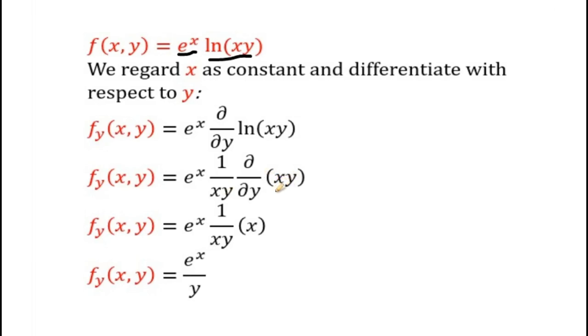Now we know that y is a variable and x is a constant. That's why we can write it as x times the partial derivative with respect to y of y. Now the derivative of y is 1, that's why we write x here. Now x cancels with x. So the first partial derivative of f with respect to y is e raised to power x over y.